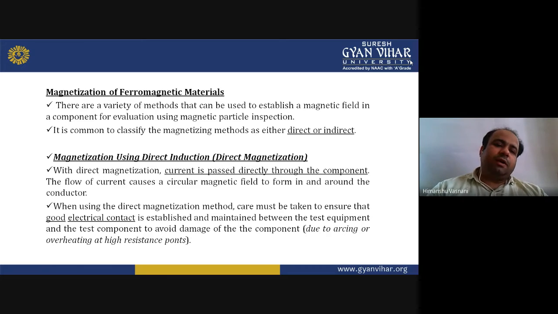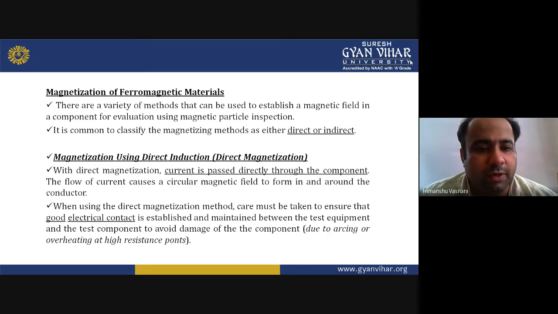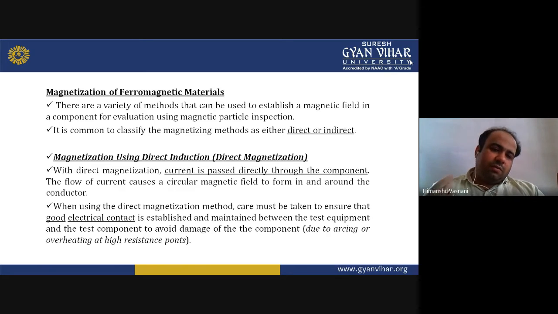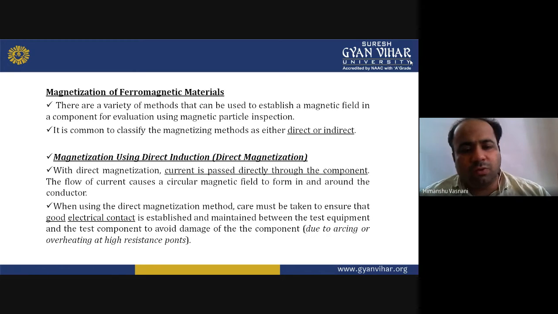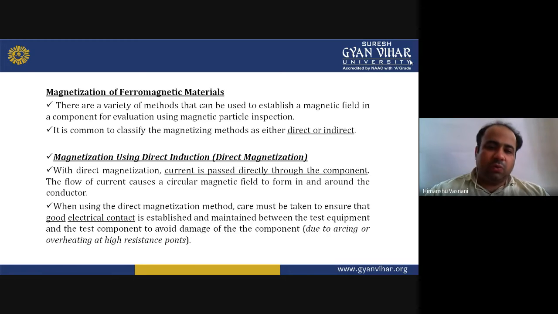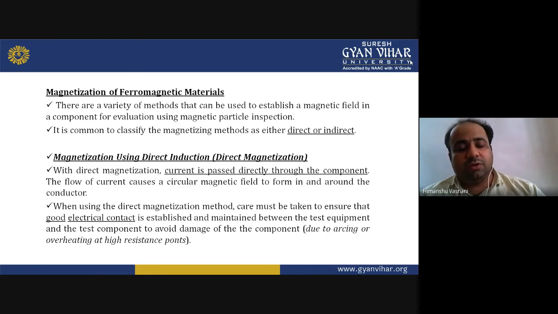When you are going for direct magnetization, you are passing the current directly through the component, and this will give you a circular magnetic field. So you should ensure a good electrical contact between the test component and the test equipment. Why do you want good electrical contact? Because you want to avoid damage to the component, which may be due to arcing or overheating at high resistance pads.